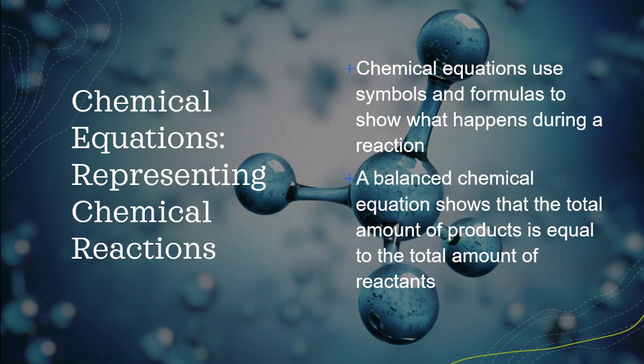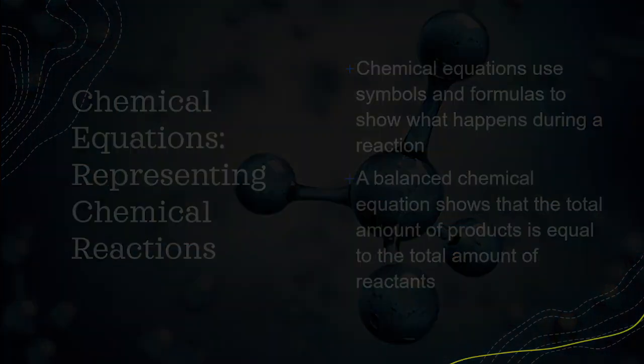Chemical equations, representing chemical reactions. Chemical equations use symbols and formulas to show what happens during a reaction. A balanced chemical equation shows that the total amount of products is equal to the total amount of reactants.